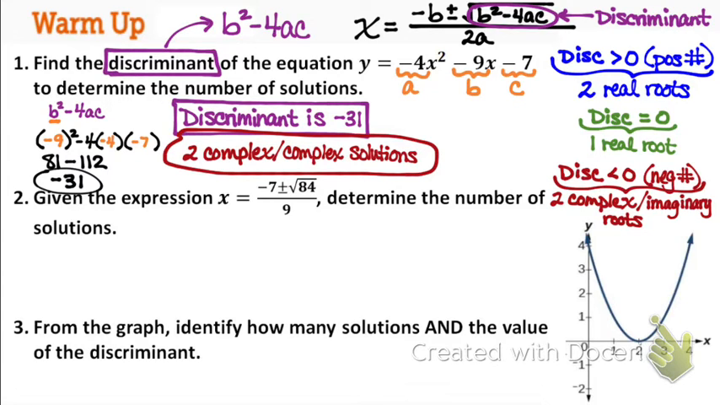All right. Look down at the next one. We're supposed to determine the number of solutions. They didn't give me an equation like they did up there. So how am I going to know what the discriminant is? It's already there. What is it? 84. This right here is my discriminant.